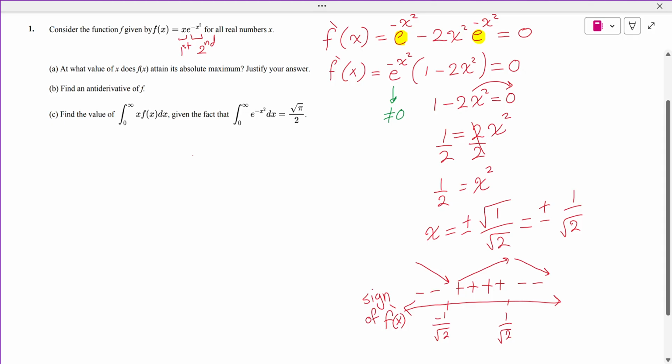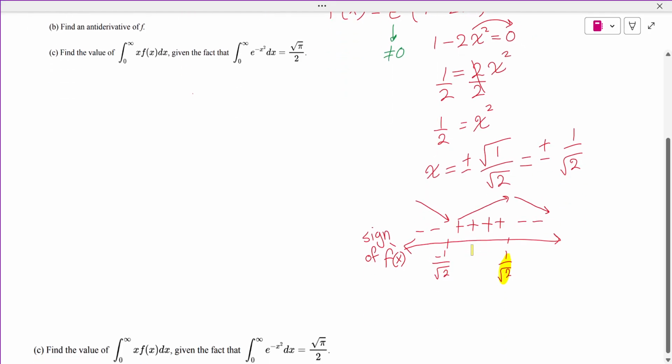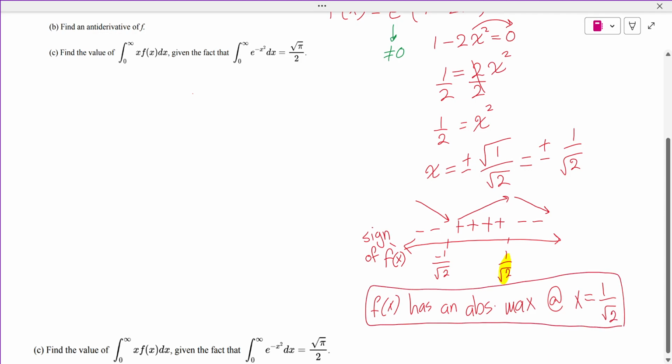So notice that at this x value, we have a maximum. Increasing and then decreasing, we call it a maximum. And as long as it's the only maximum point, we can name it an absolute or global maximum. So we can write that f of x has an absolute maximum at x equals 1 over root of 2. That would be the final answer for part A.